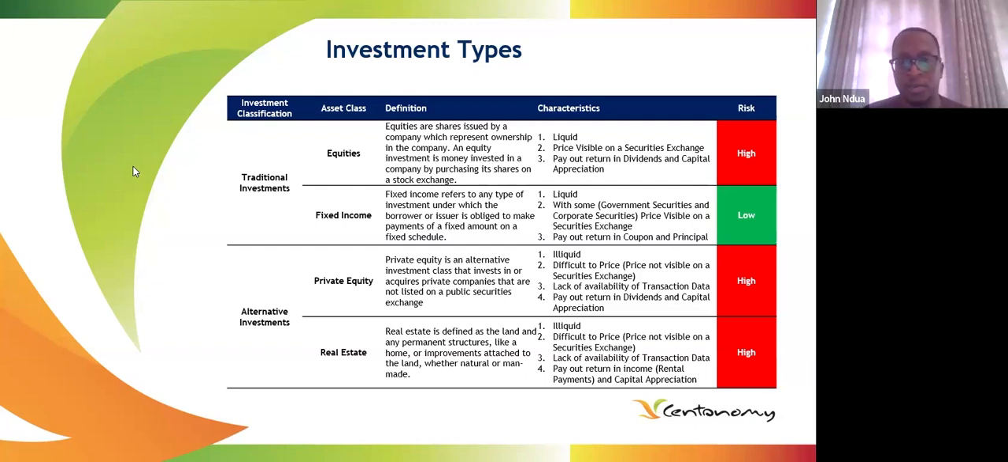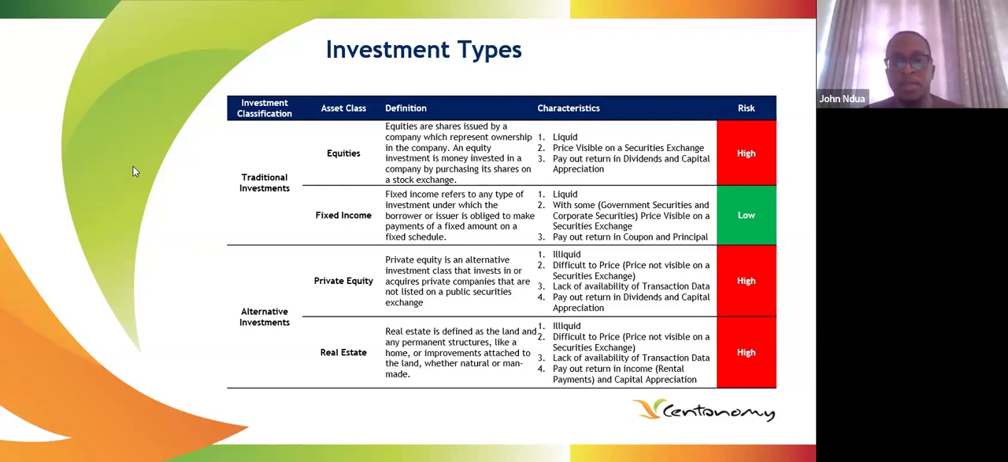So what are the features? Number one, it's very illiquid. What do we mean by illiquid? It's very hard for you to sell, or it takes a long process before you can actually get your cash back. Difficult to price. Remember, you have to involve valuers to actually determine the true price of the asset. And also, you cannot check the previous transactions if that asset has exchanged hands multiple times. So the lack of availability of transactional data is also a key feature of this particular asset.